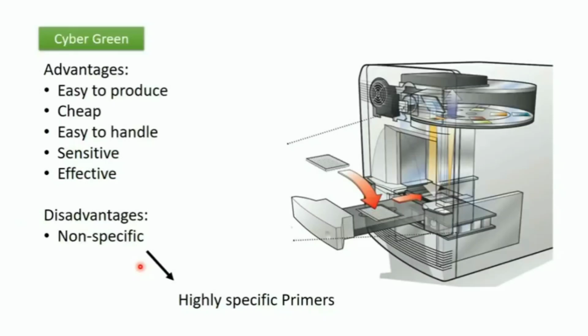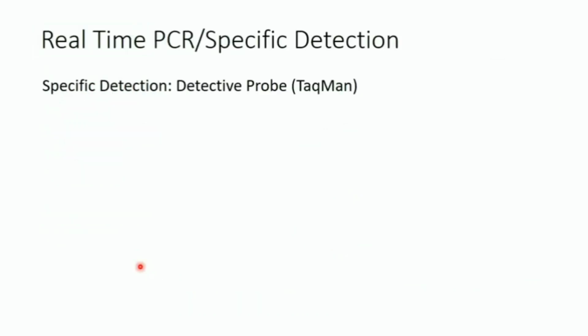Okay. Now the other type of detectors are the specific detectors, which are the detective probes. And as I told you, the most known is the Tachman. How do these detectors work? So this detector is a probe.